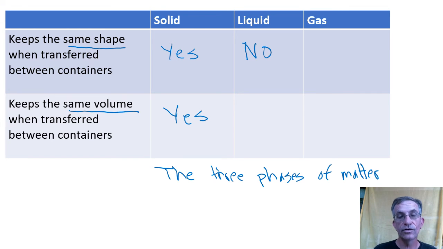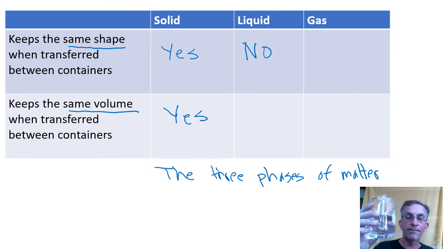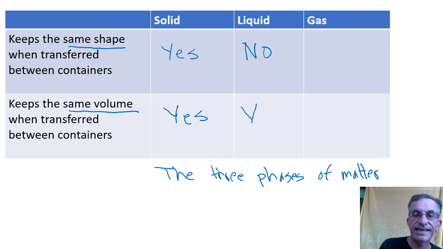But what is true for a liquid is when I pour the liquid from one spot to another, it does keep the same volume. If you have 100 milliliters of water and you pour it into a beaker, in the beaker, it's going to still be 100 milliliters of water. So the volume stays the same. So it does not change volume. You have the same volume. Yes, you have the same volume.